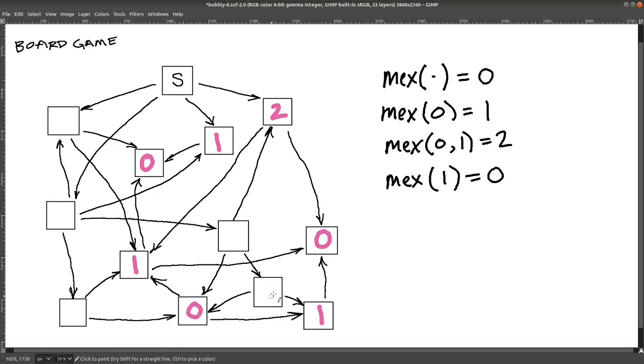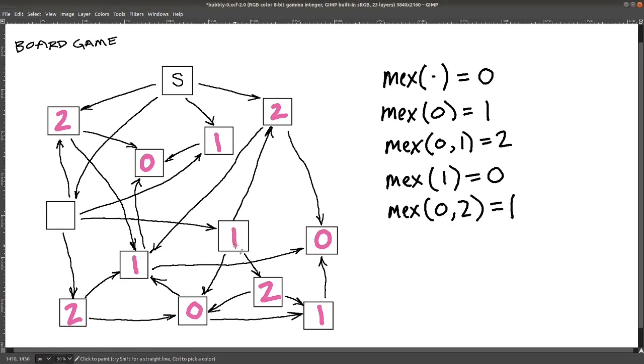So from this state, you can reach states with values of 0 and 1. And as we said, the MEX of 0 and 1 is 2. So this one gets a value of 2. This one as well, 0 and 1, value of 2. This one as well, 0 and 1, value of 2. So from this state, you can reach states with values 2, 2, or 0. So we want the minimum excluded value from 0 or 2. So the smallest number that does not appear here is 1.